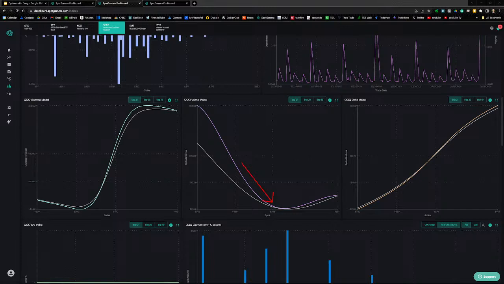All right, so again, that just gives us a sense of how market makers may hedge with changes in price and implied volatility. All right, let's take a look at some setups now.